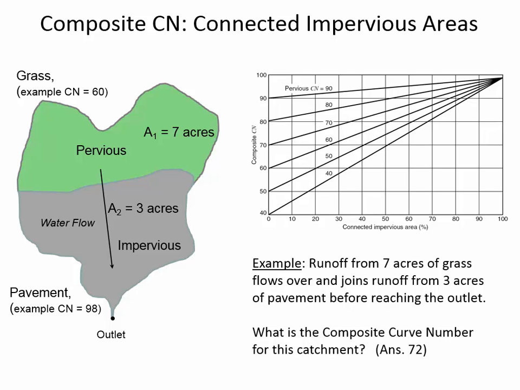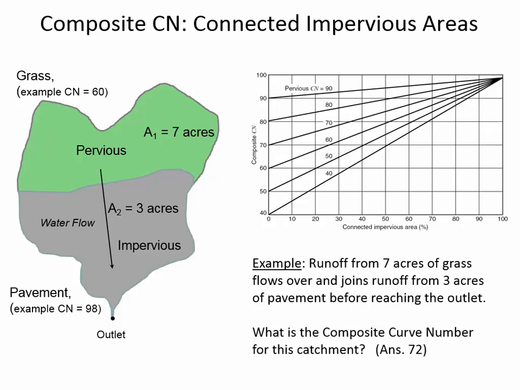Here's an illustration that shows sometimes it's complicated what a watershed looks like. In this watershed, we have pervious area upstream and impervious area downstream. It's like a grassy area that's adjacent to a parking lot. Here, impervious would mean pavement, for example, with a curve number of 98. How the pavement is connected to it, the adjacency of pervious and impervious areas, changes how we can calculate the composite curve number.